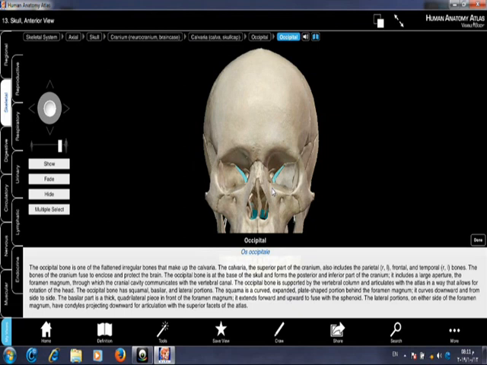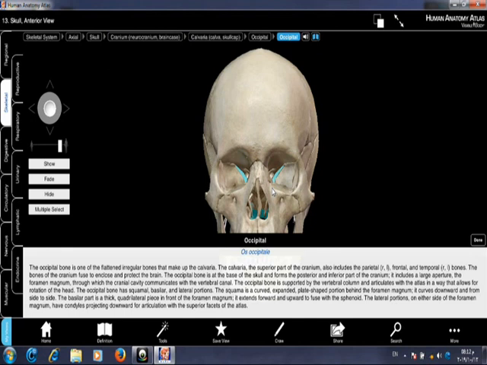Okay, so in this way, when you rotate the head, who's responsible for that? So the vertebral column supports what? The occipital bone is supported by the vertebral column that articulates with the atlas in a way that allows for rotation of the head. The occipital bone has squamous, basilar, and lateral portions. The squama is a curved, extended plate-shaped portion behind the foramen magnum. It curves downward and from side to side.